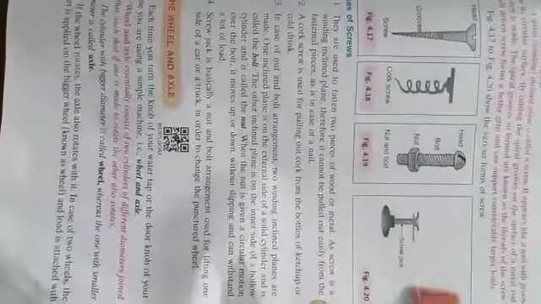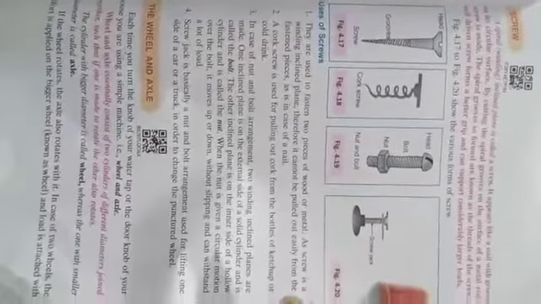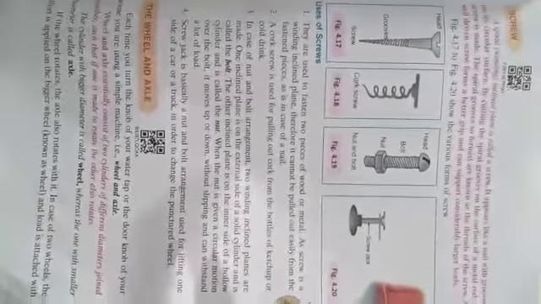The wheel and axle. A wheel and axle essentially consists of two cylinders of different diameters joined together, such that if one is made to rotate, the other also rotates. The cylinder with the bigger diameter is the wheel, and the cylinder with the smaller diameter is called the axle.